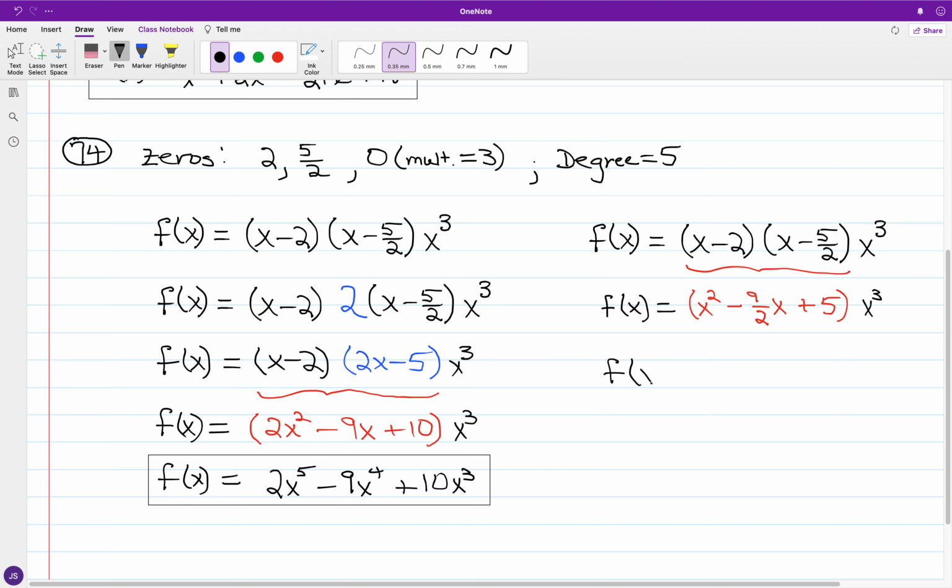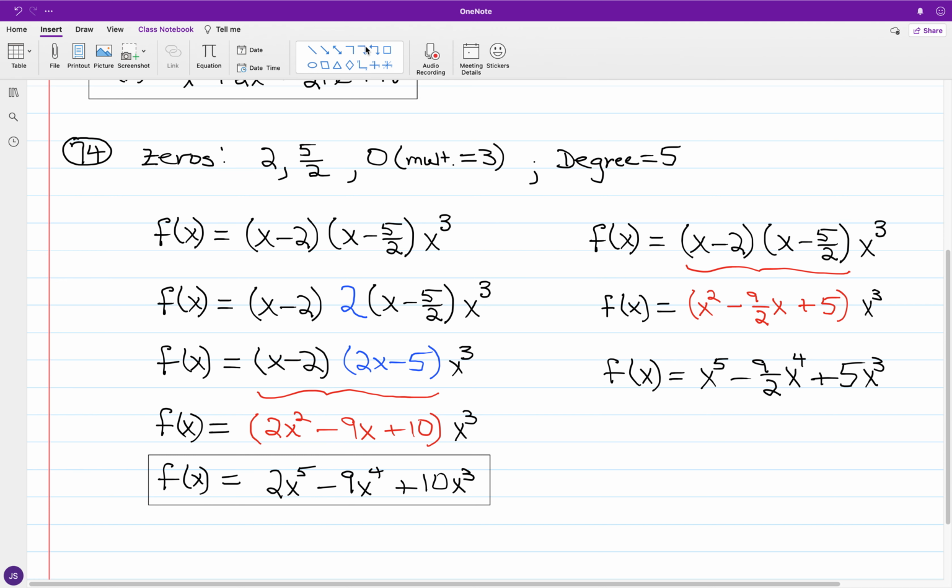So another way that you can arrive at the result is having kept the factors as they originally were. And so for this output, we have x to the fifth minus 9 halves times x to the fourth, and we have plus 5 times x to the third. The only difference between these two versions of the answer is just a factor of 2, where this layout is twice the result had I kept the factors as they were originally on display.